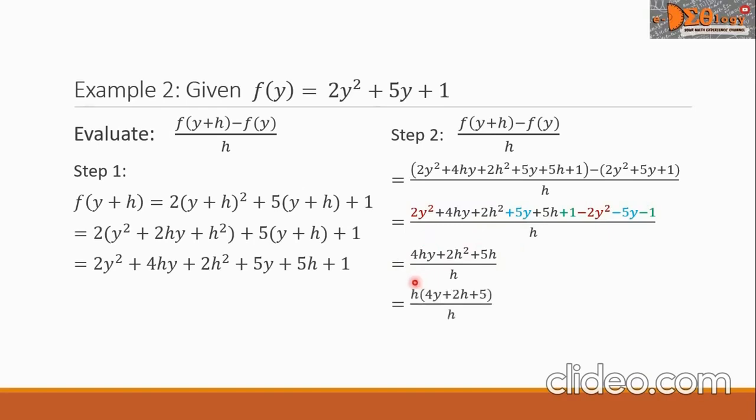So h is factored out, multiplied by the trinomial 4y plus 2h plus 5. And we can see that there is an h in the numerator, with the counterpart h in the denominator, and we can cancel those h. So we have now the final answer, 4y plus 2h plus 5. This is our final answer.